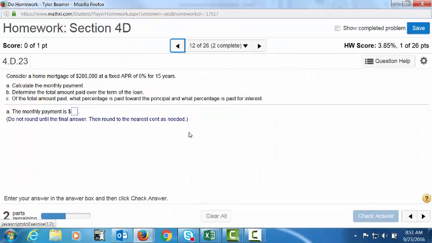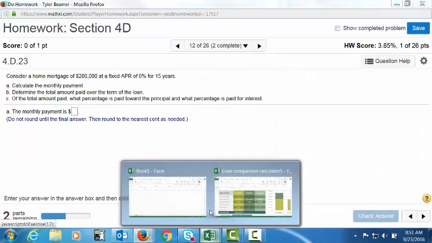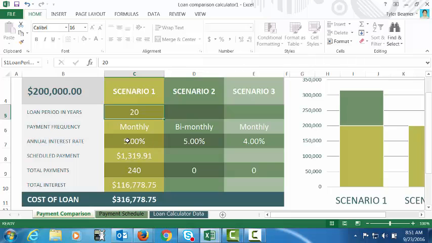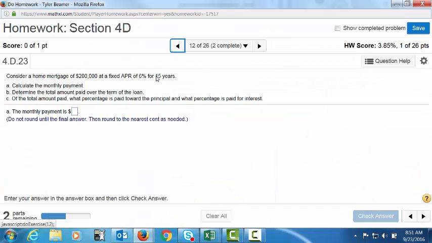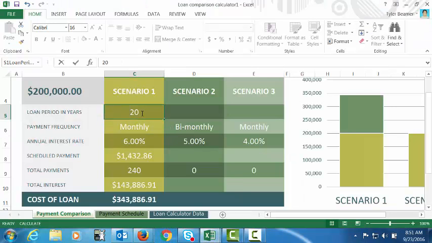We have a fixed APR of 6%. So I'm going to change my annual interest rate to 6%. I want to make sure that this payment frequency is monthly. So N will be 12 since I'm making monthly payments. And it's for 15 years, so I want to change the number of years to 15. So double click and change that.